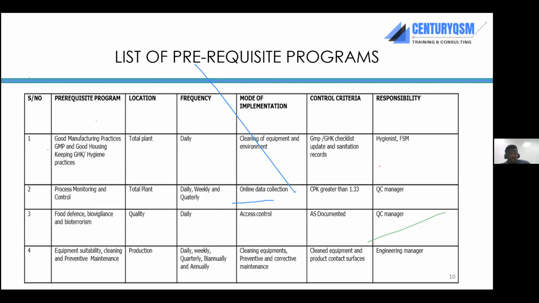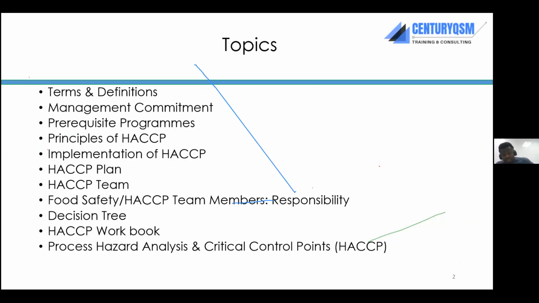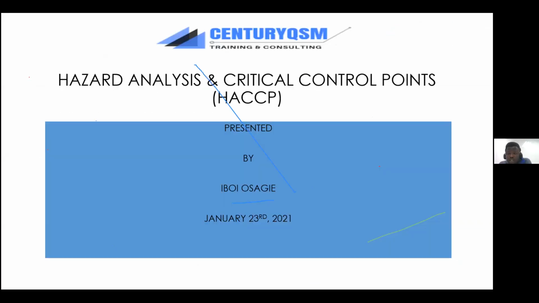There was a question I missed earlier. Someone asked if mycotoxin is a chemical or biological hazard. Mycotoxins are secondary metabolites of fungi. You understand? They are secondary metabolites of fungi. So it is a biological hazard.